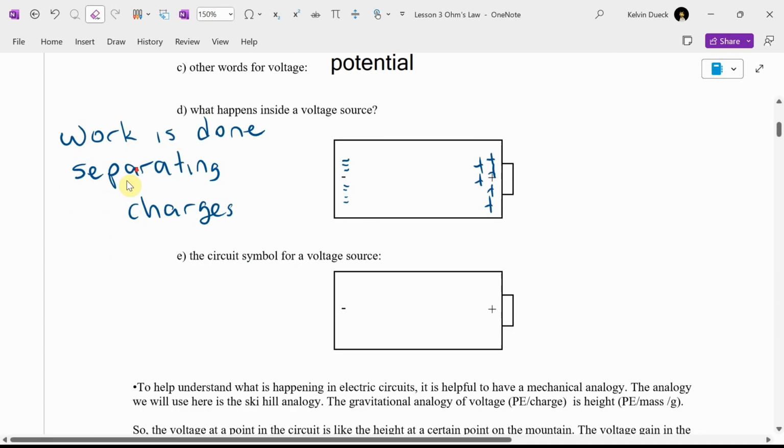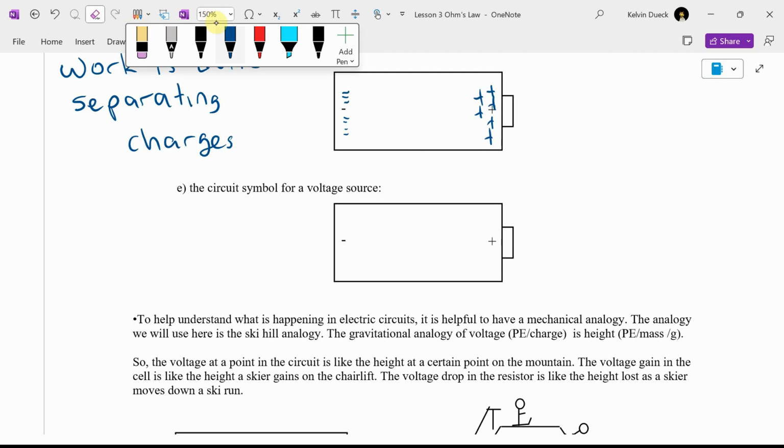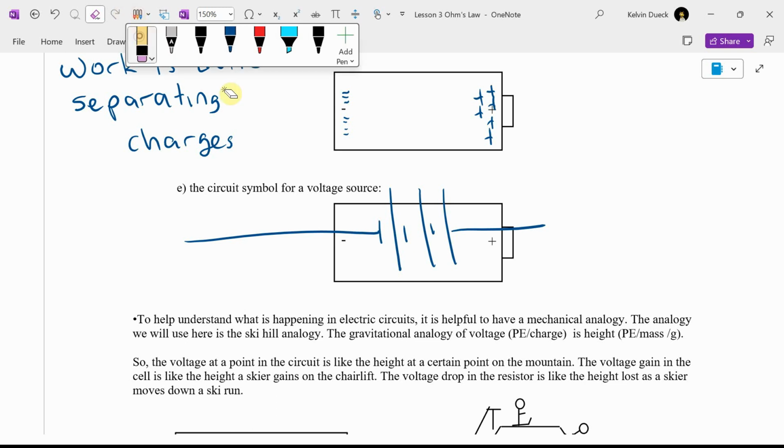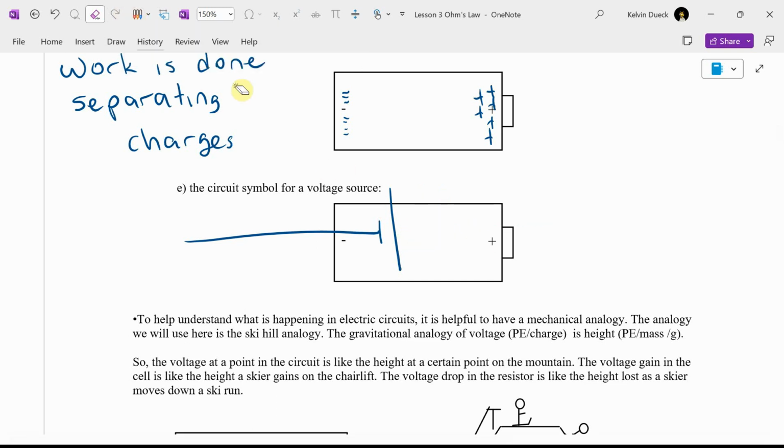The circuit symbol for a voltage source, if we have a wire coming along: the negative side of a battery is a short line. The positive side of a battery is a longer line. That will be one battery. If we had several batteries in succession, they would look like that. But this is just a single battery. Really, I should be calling it a cell. Technically, a cell is a single, what you think of as a battery. A battery is several cells linked together.